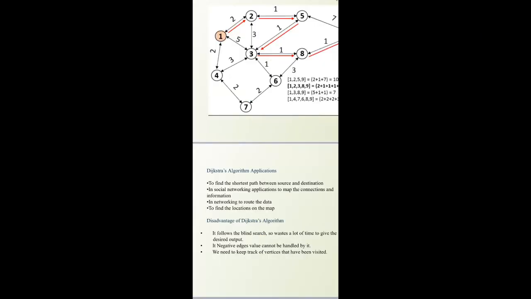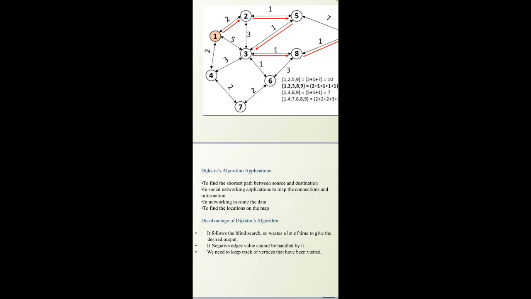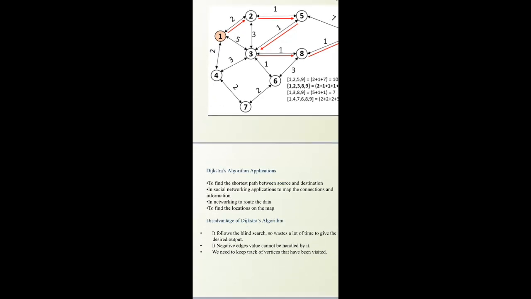Now the disadvantages. It follows a blind search, so it wastes a lot of time to give the desired output. Clear? This is a disadvantage, since if we want to move from 1 to 9, we have no clear idea from where we can go, from 1 to 2, from 1 to 4 to 3. Also, negative edge values cannot be handled by it. If the edges have negative values, then we cannot handle this in Dijkstra algorithm. We also need to keep track of vertices that have been visited.